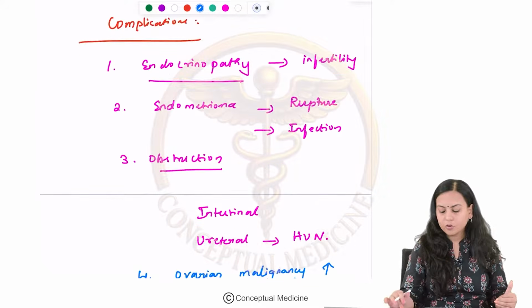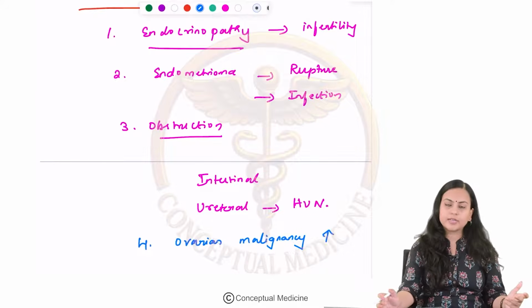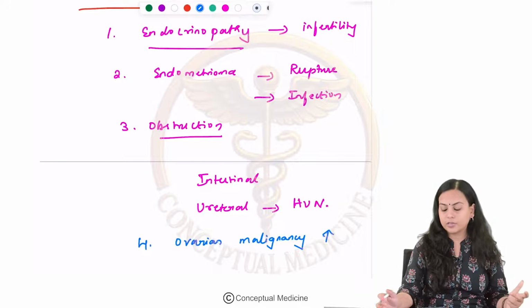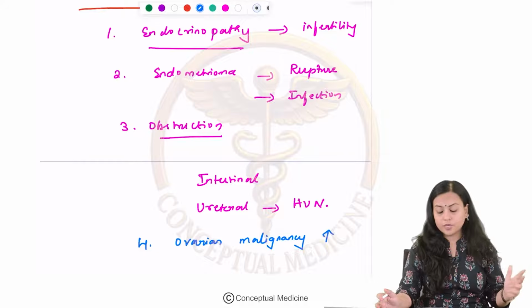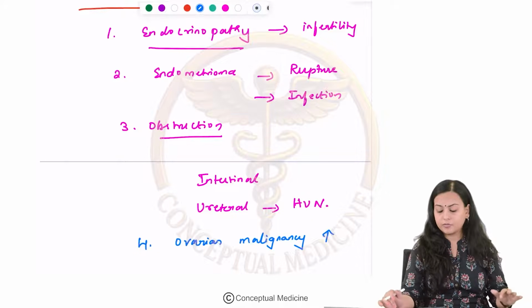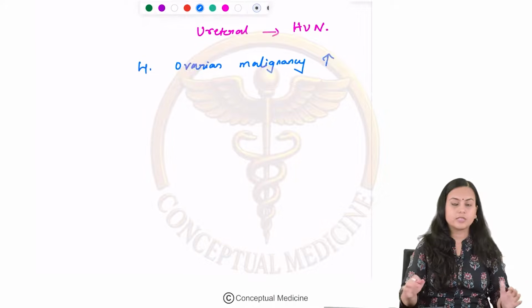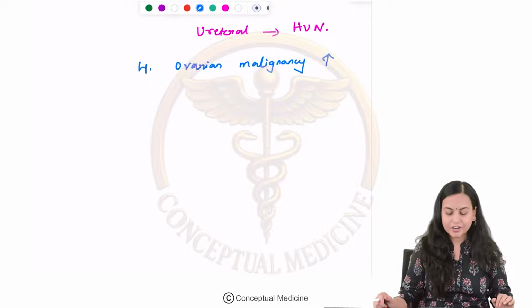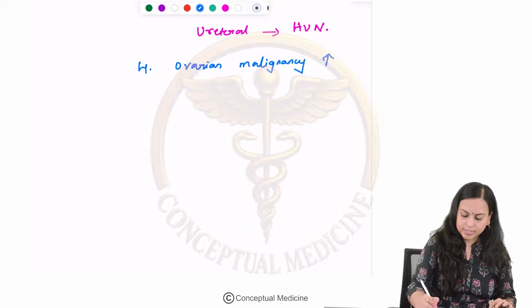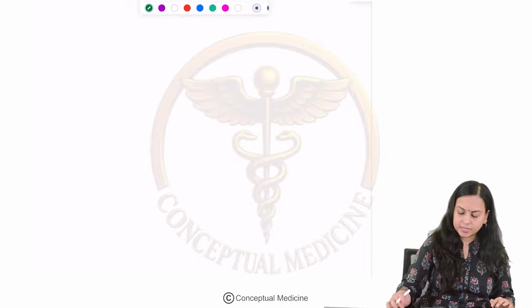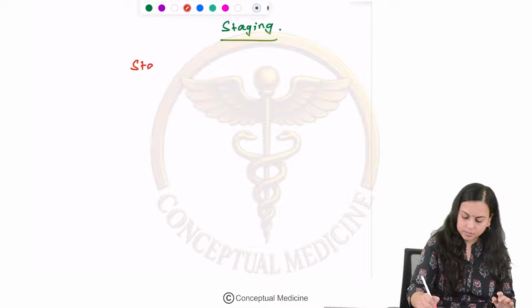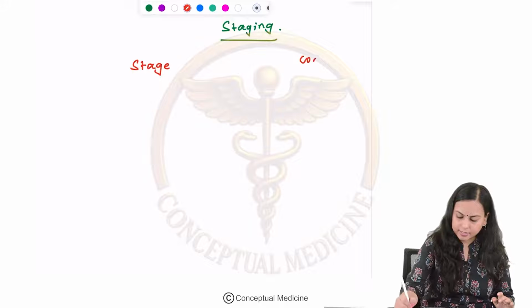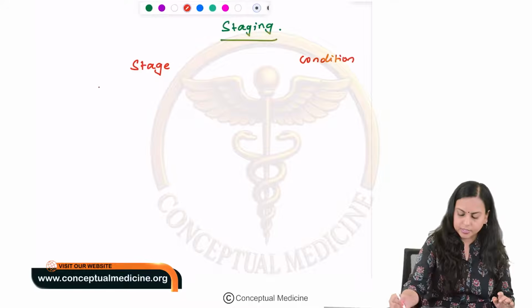Clear? So these are the complications. First one, it can lead to infertility. Next one, an endometrioma can go for rupture and infection, as well as it can also lead to increased chances of ovarian malignancy, and obstruction can happen at the level of intestinal or ureteral. That means it will lead to hydroureteronephrosis. Clear? Right. Now let's see about the staging of endometriosis. Okay. So this is the stage, and let's see how the condition will be presenting to you.